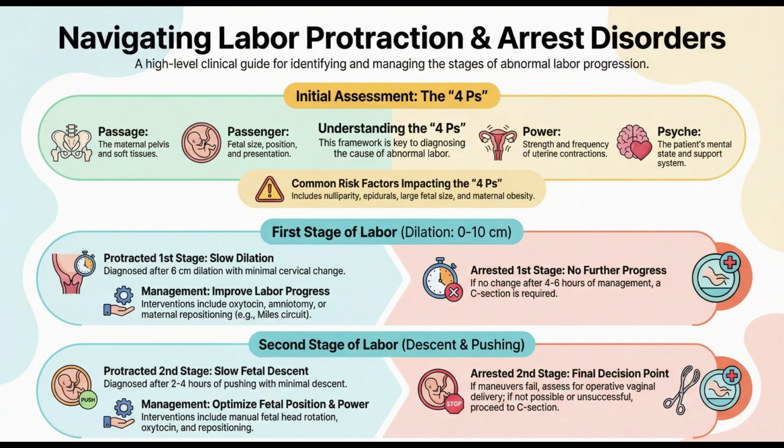That's the mission. Because these two core concepts, protraction and arrest, sound similar, but they lead down radically different clinical paths. Okay, so let's define them right at the top. What are we talking about with protraction versus arrest? So protraction is basically a significant slowdown. Think of it like this. Labor is still moving forward, but it's progressing much slower than you'd expect. It's hitting speed bumps, but the car is still moving. Still making progress, just slowly.